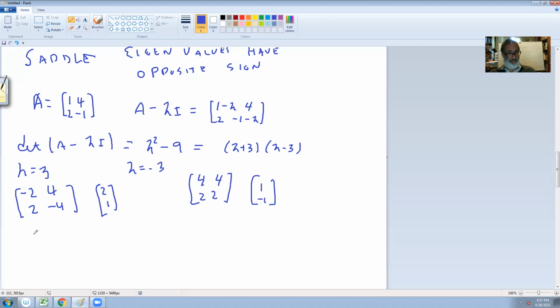So your solutions look like C1 e to the 3t times (2, 1), and C2 e to the minus 3t times (1, -1). And again, you can solve these for various values of C. I went ahead and worked it out with very much the same algebra. So doing that, again, this is a saddle.